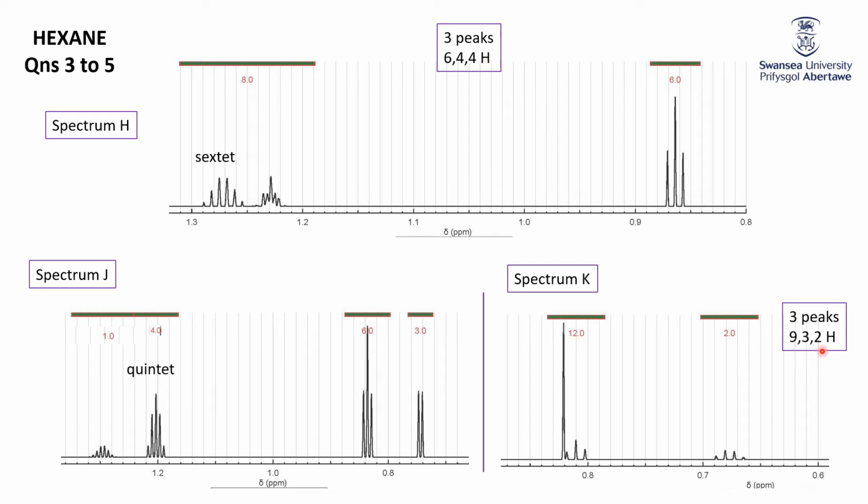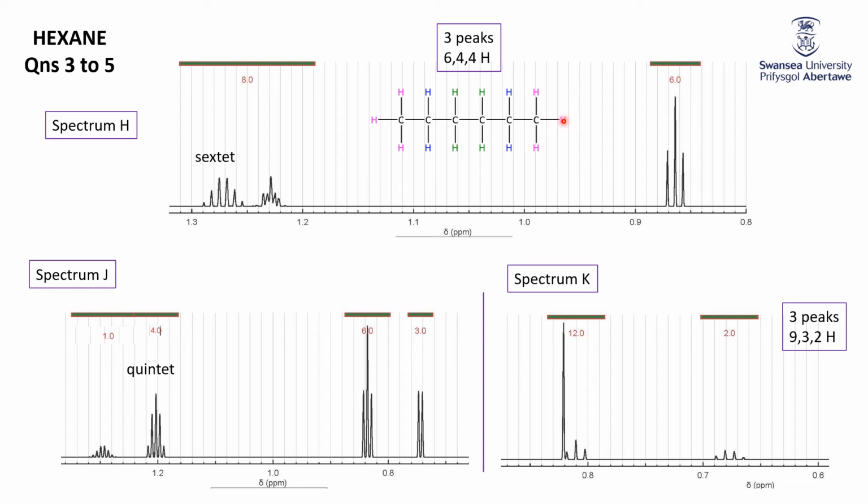Now, one of those three-peak ones, we're expecting 6 to 4 to 4, and the other one we're expecting 9 to 3 to 2. So I hope you're quite happy, without using fingers, that this is going to be the 6 and the 4, 4 combined there. And this is going to be the 9, 3, 2, there's the 2, and there's the 9 and the 3 combining to give us 12. So which isomer is which?